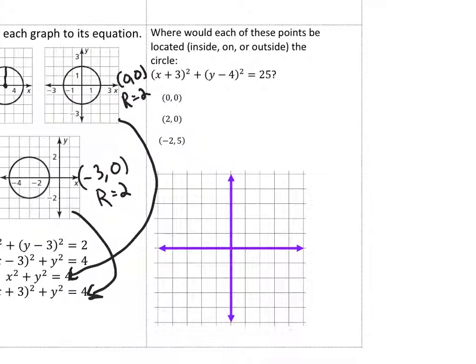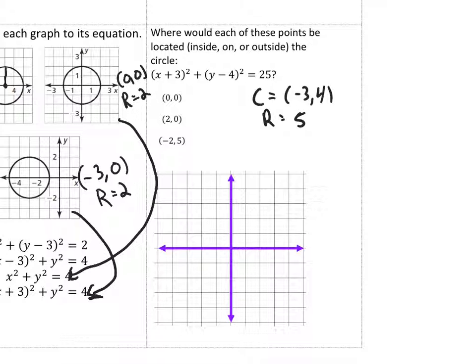Okay, our last one, it says, where would each of these points be located? Inside, on, or outside the circle? So we're going to draw a circle, and then we're going to look at the 3 points and just say where they're going to be on the graph. So let's draw our circle first. Our center looks like it's going to be -3, +4. And our radius is square root of 25 is 5.